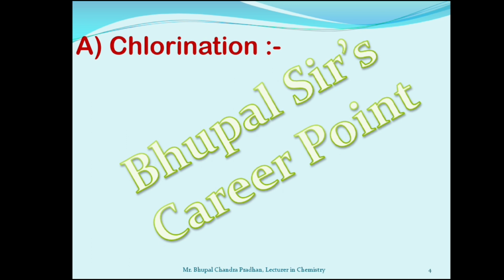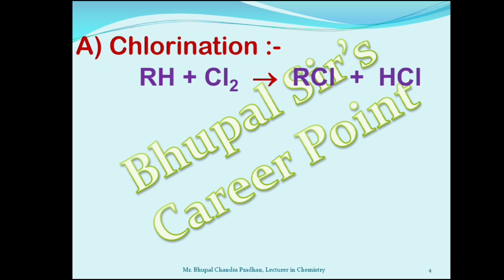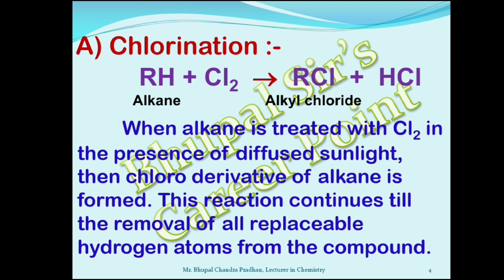Come for the chlorination. Whenever alkane reacts with chlorine, then a hydrogen atom of alkane is substituted by chlorine and we will get the corresponding alkyl chloride. When alkane is treated with chlorine in the presence of diffuse sunlight or hν, then the chloro derivative of alkane, or you can say alkyl chloride, is formed.